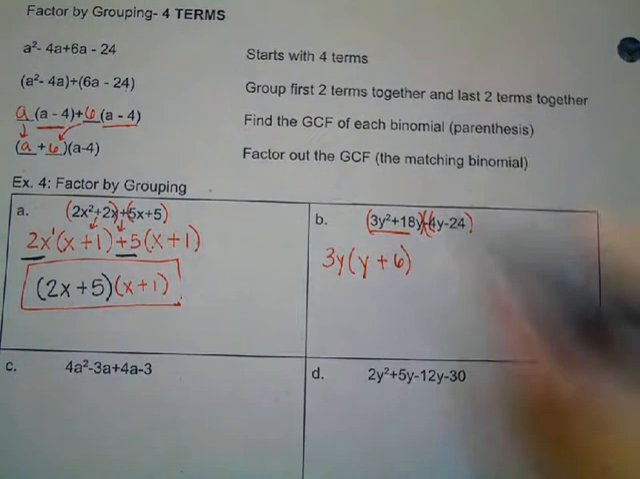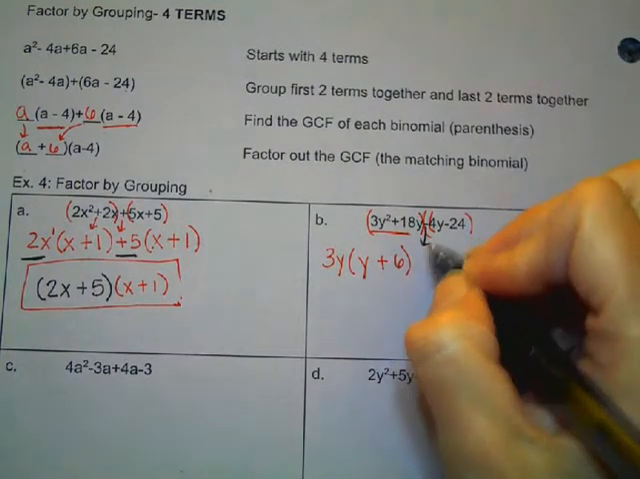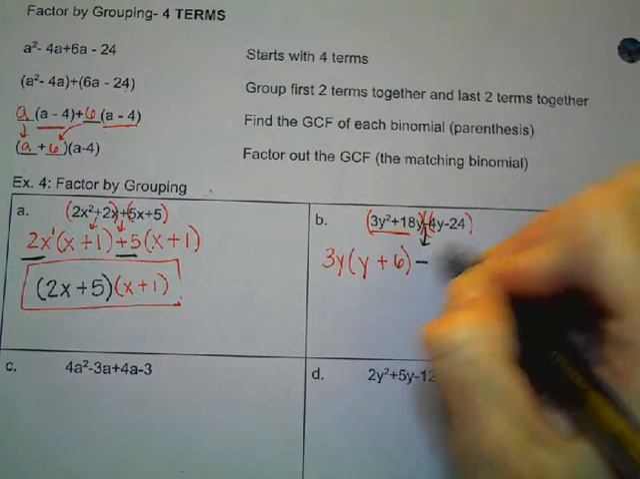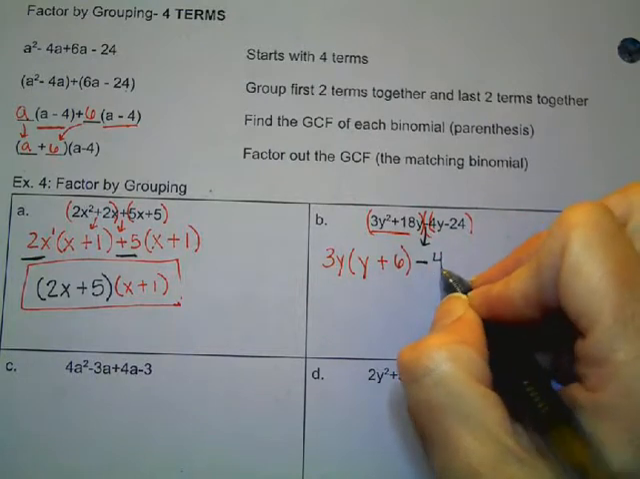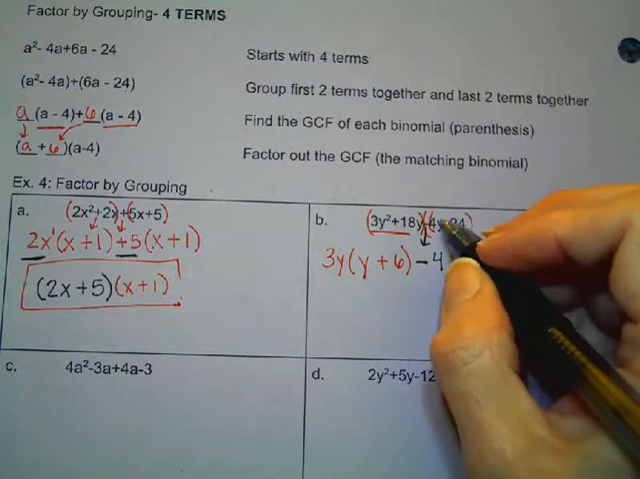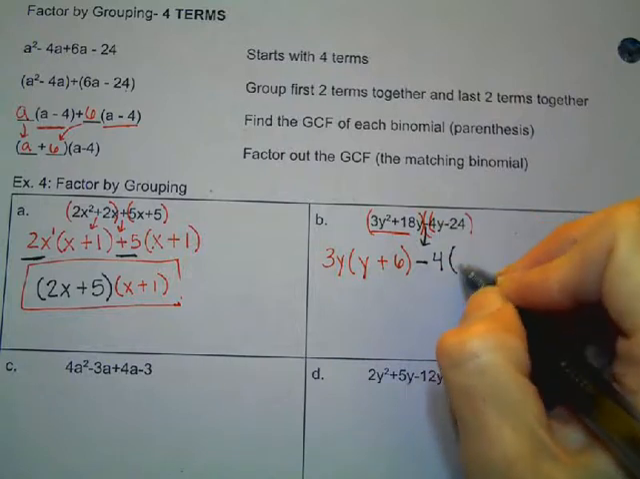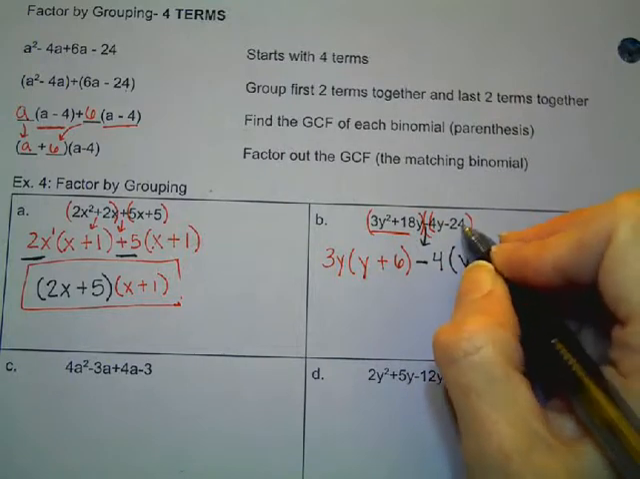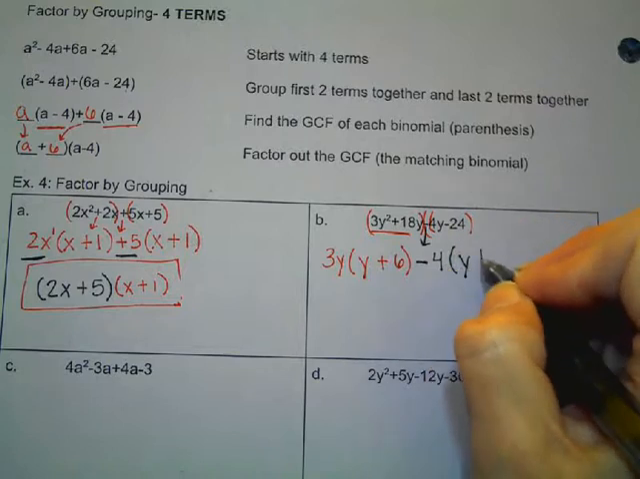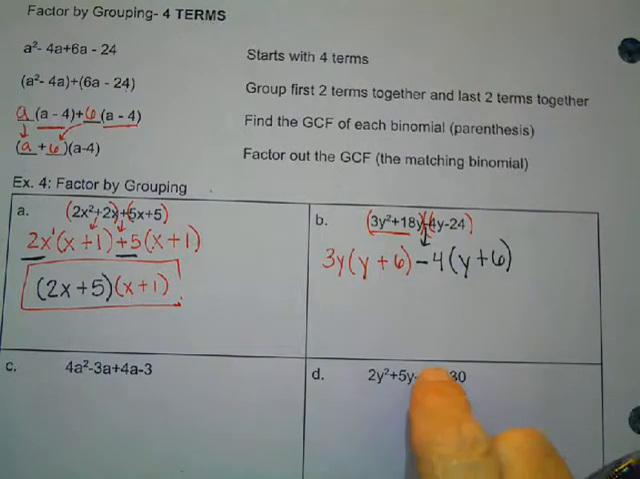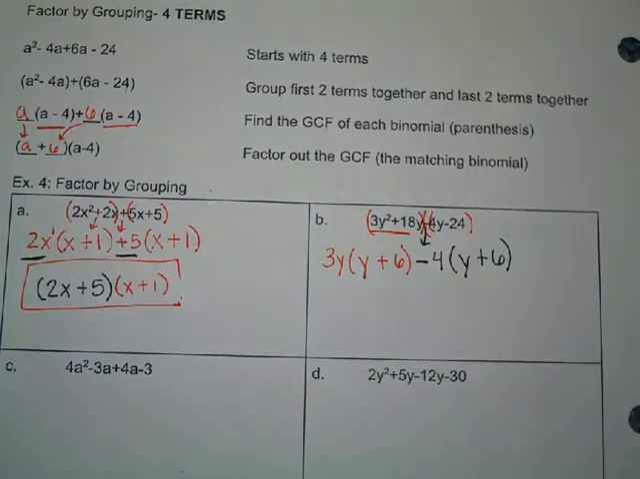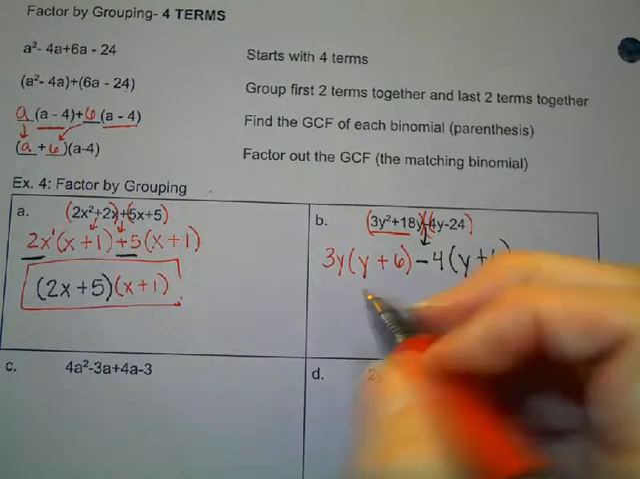These can both be divided by a 4. So if you divide by negative 4 here, you just have y. Negative 24 divided by negative 4 is positive 6. You'll notice, after I took out those GCFs, my parentheses are the same. So my answer is 3y minus 4 and y plus 6.